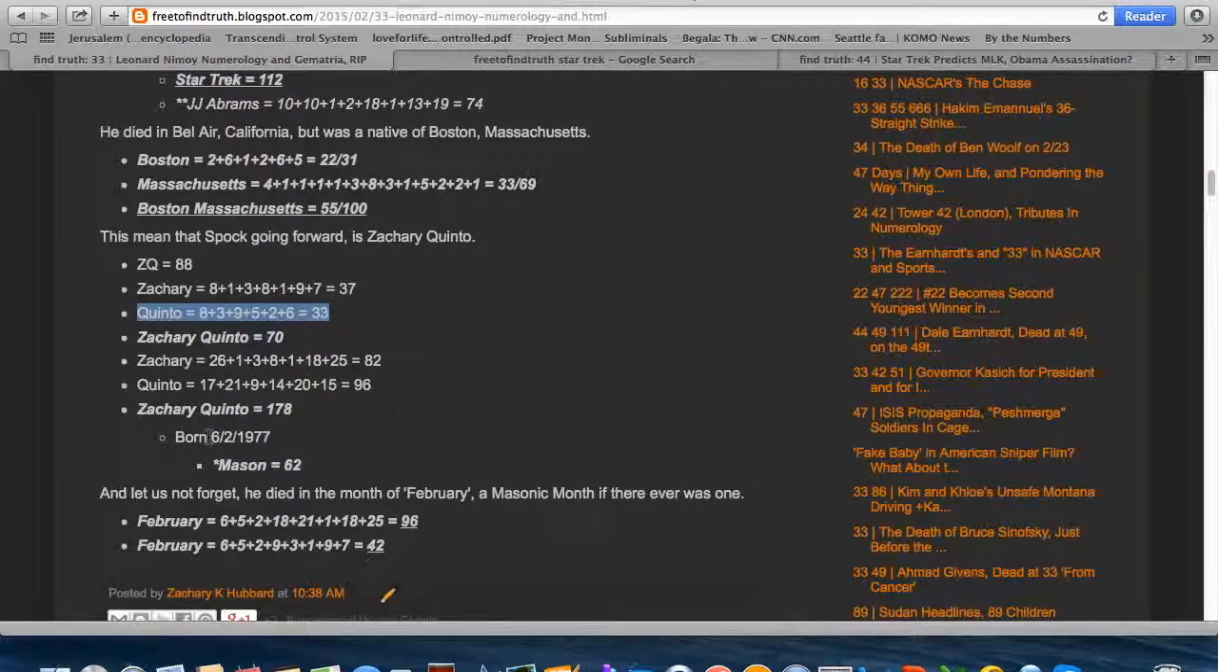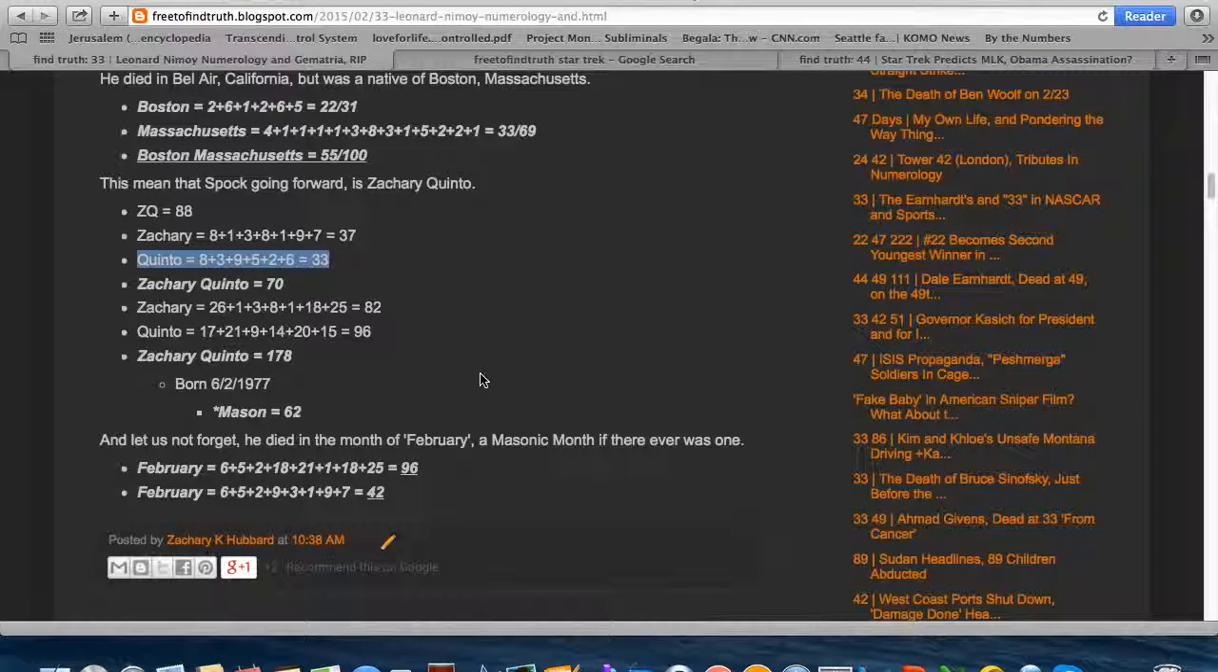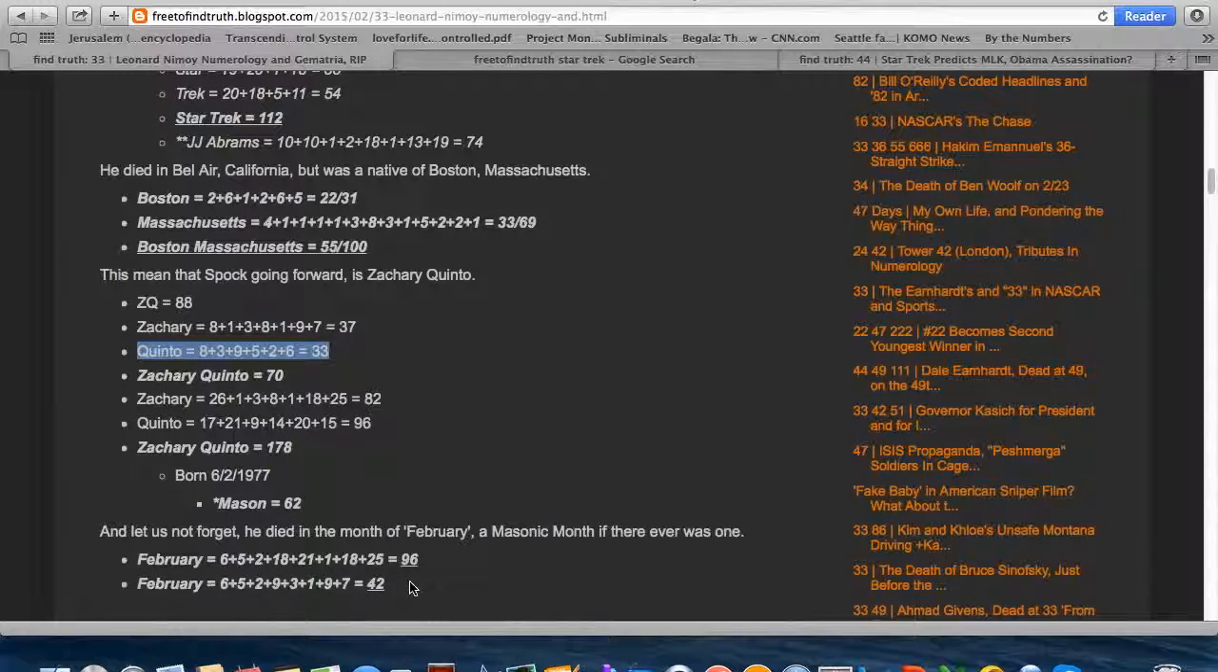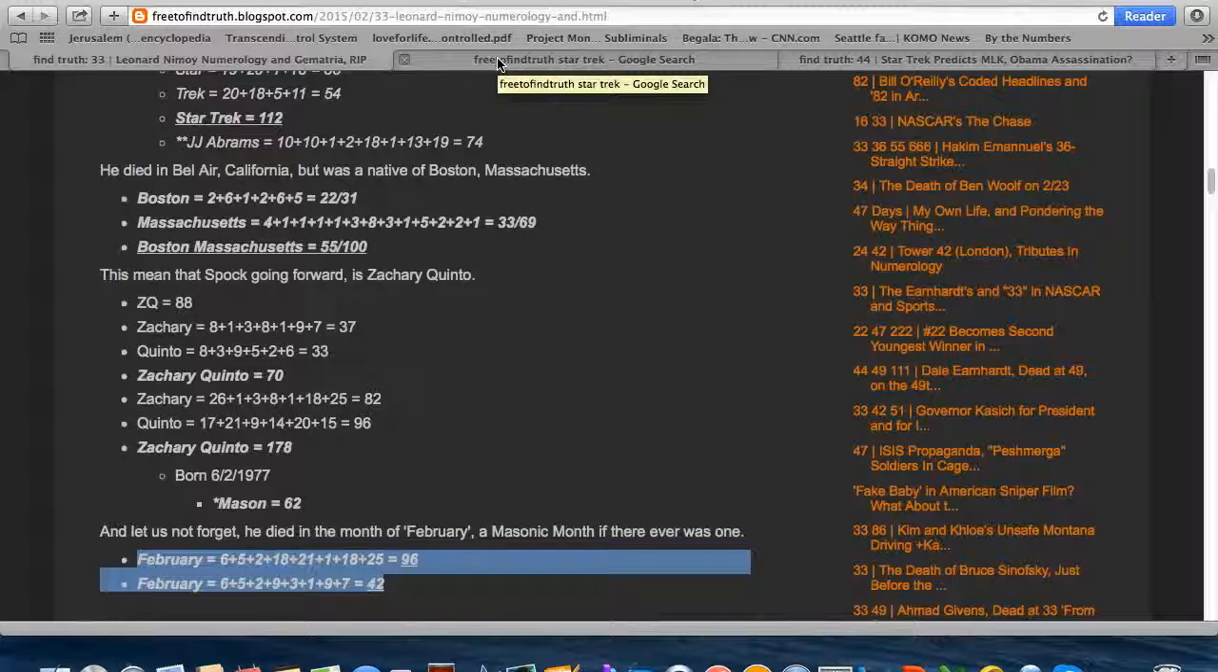Zachary Quinto was born on 6/2, like the word Mason, in the year 77. Another number of much importance. Again, month of February, a very Masonic month. If there was a third reason he died, it's because it's also February.